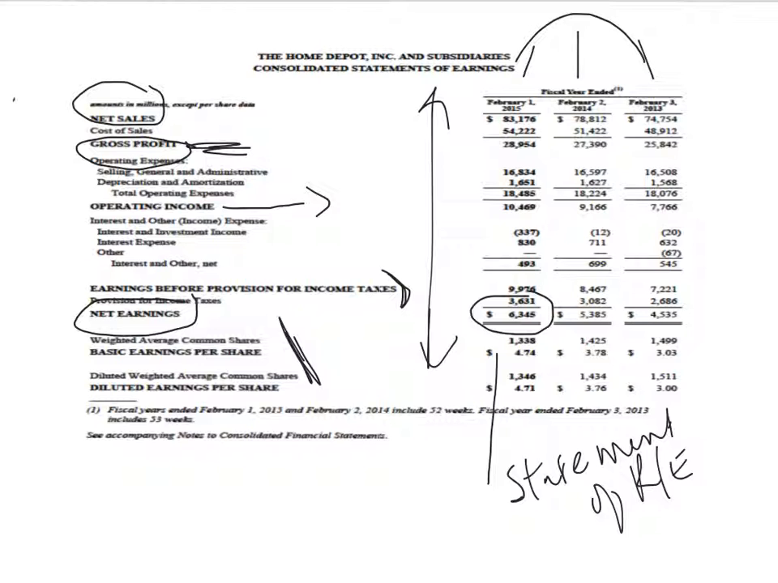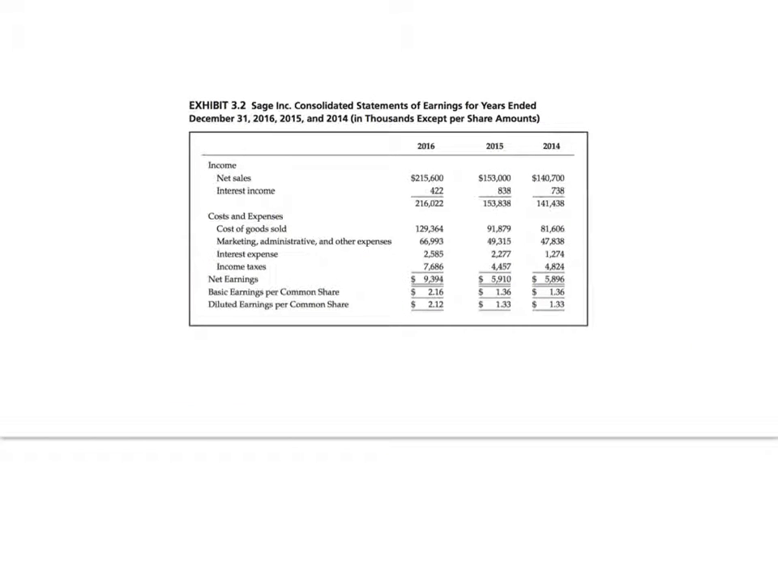So this represents the multi-step income statement. If I'm going to look at a single step statement, which is not Home Depot, but this is a single step income statement, what you can see is that everything's grouped together. All the revenue is grouped together and all of the expenses. You can see income taxes aren't separate. Nothing's separate, all right? Everything is grouped together.